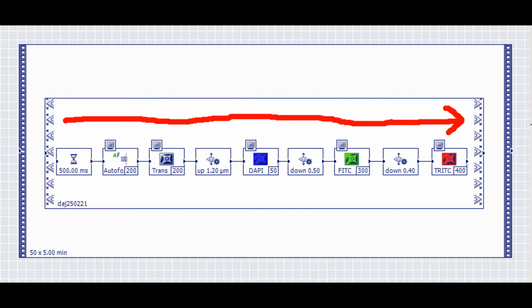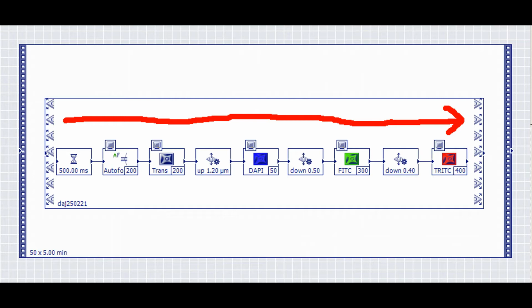First we wait for 50 milliseconds to let the system stabilise, then we do an autofocus to really optimise the focus before taking an image, then we take a transmitted light image with a 200 millisecond exposure, and then we take a series of 3 different fluorescence images to look at 3 different fluorescence dyes in our sample. Each of these images has a different exposure time, and since different colours focus at subtly different heights, we change the focus by a very small amount between each image.